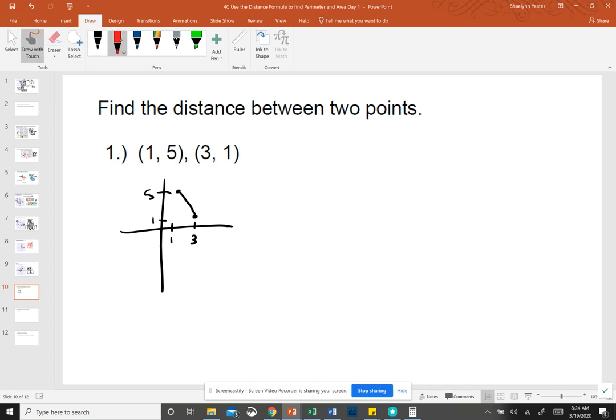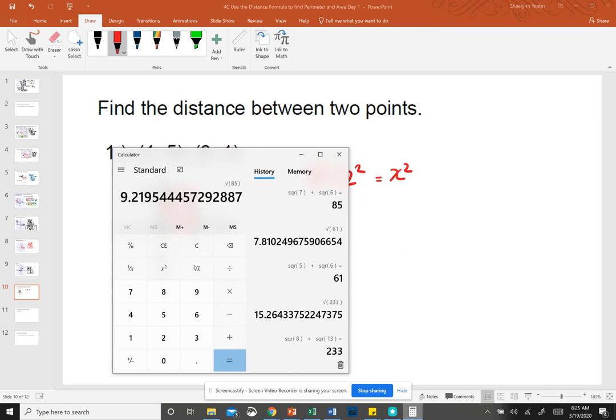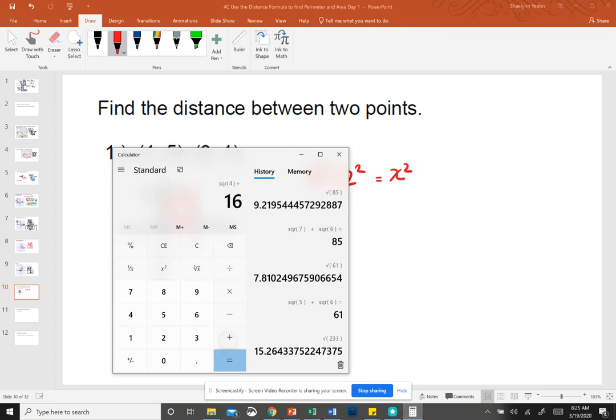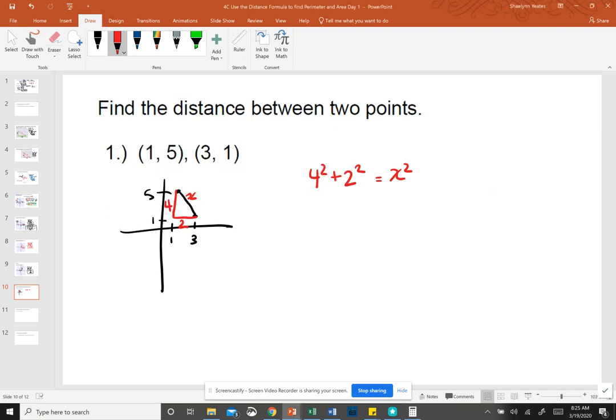So now I want to know this height. Well, this height from 5 to 1 is 4 long. And this length from 1 to 3 is 2 long. So I can do 4 squared plus 2 squared, and I'm just going to label this as x, equals x squared. So I pull out my handy dandy calculator, I do 4 squared plus 2 squared, and I get 20.